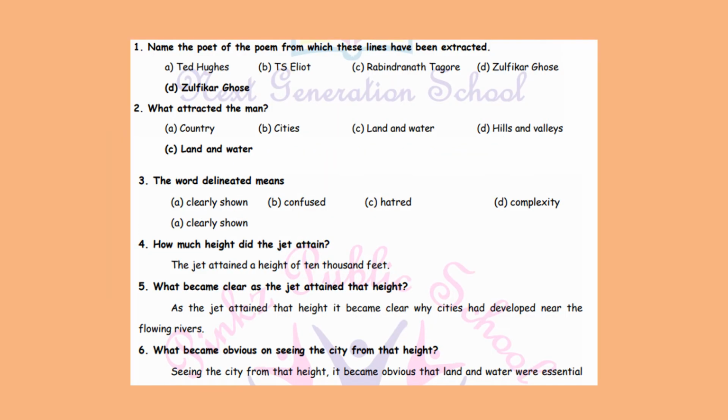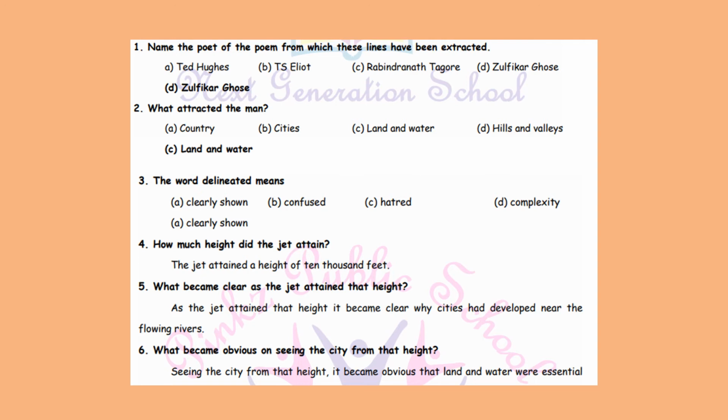Let's see the extract based questions also. Name the poet of the poem from which these lines have been extracted. It is Zulfikar Ghose. What attracted the man? That is land and water. The word delineated means clearly shown. How much height did the jet attain? The jet attained a height of 10,000 feet according to this stanza.